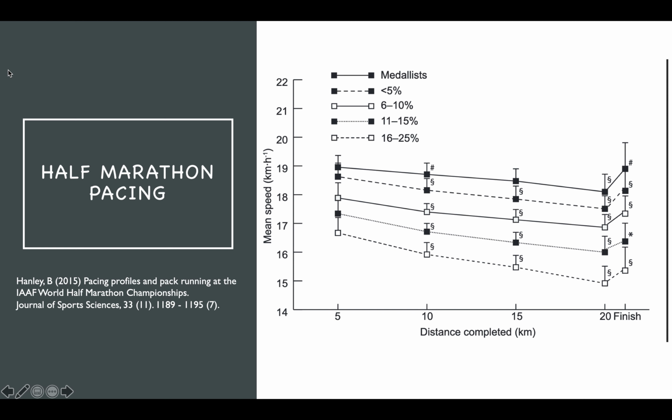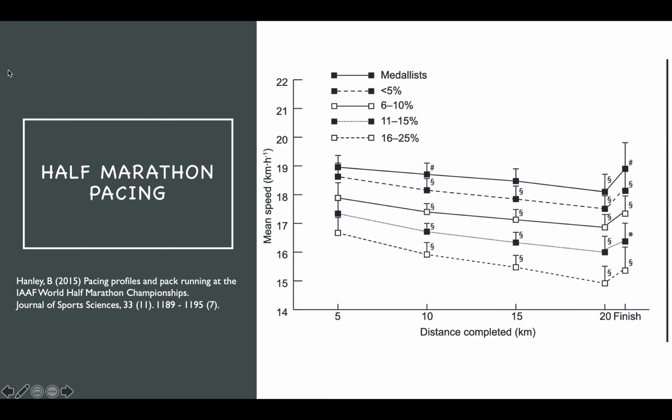So they looked at both the men and the women. On the x-axis, they have distance completed. So it's a half marathon. They had pacing at 5, 10, 15, 20 Ks, and then that last 1.1 Ks of the race. And then on the y-axis, they have running speed in kilometers per hour, so the mean speed for whichever segment they're discussing at the time.